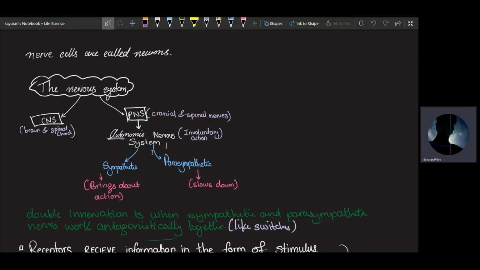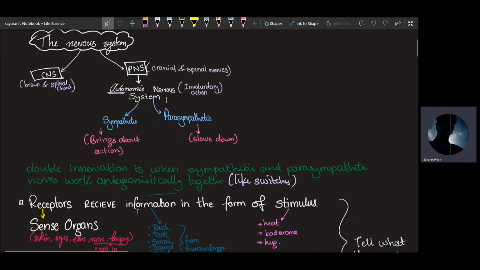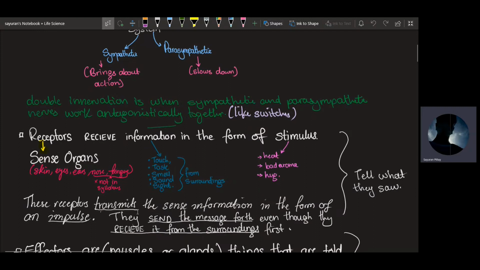So your parasympathetic nerves would cause your heartbeat to slow down, and your parasympathetic nerves would cause your respiratory system to breathe slower. It slows things down, and sympathetic nerves start things, bring about action. Now, as in green, you can see this says double innervation is when the sympathetic and the parasympathetic nerves work antagonistically to one another. Antagonistic means what?